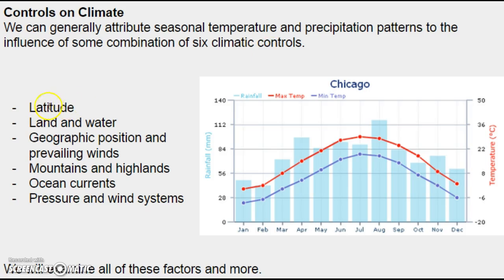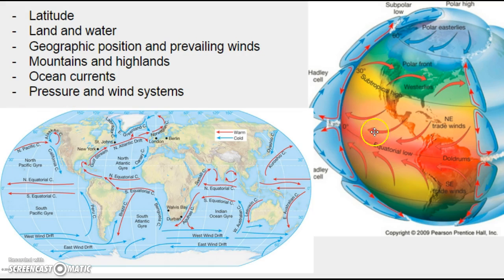Latitude, which is highly influential. Land and water, geographic position and prevailing winds, mountains and highlands, ocean currents, and pressure and wind systems. We will examine all of these factors and more. These two maps, or pictures here, help illustrate that. So let's talk latitude first.